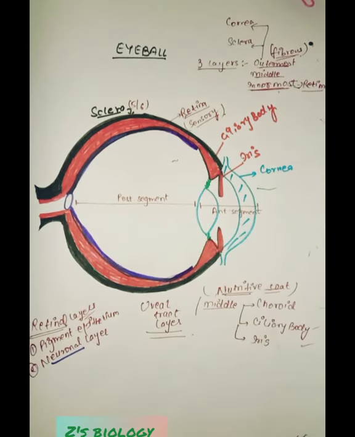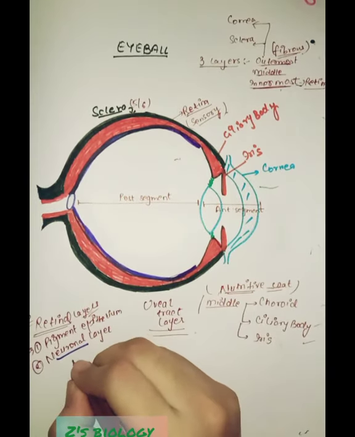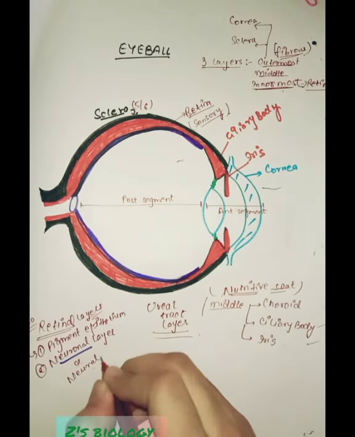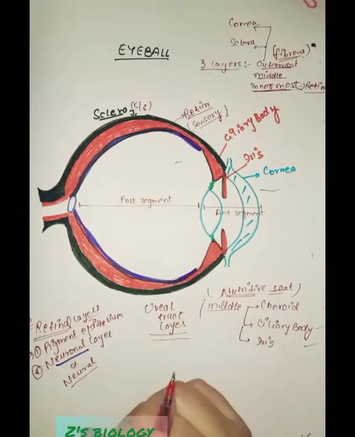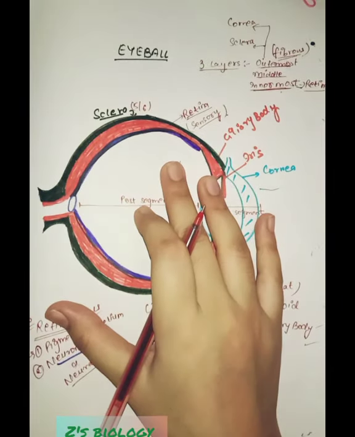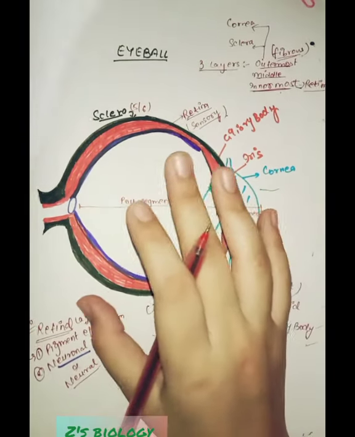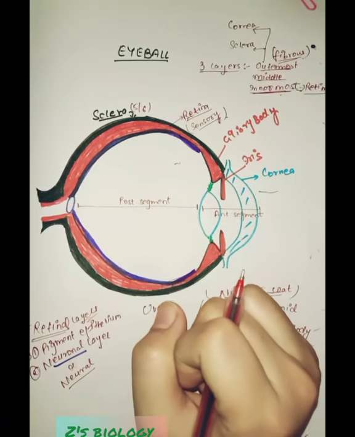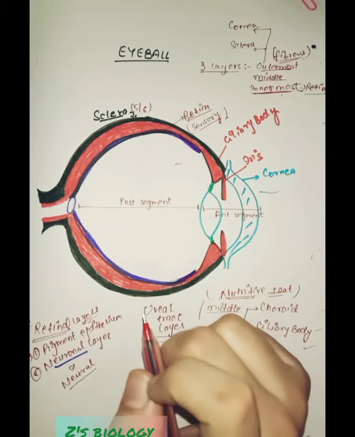Okay, we are complete. We can say neural layer. It is actually the same as the neural layer of the retina. So apart from the layers of the retina, there are a few more important structures in the eyeball. Let's continue with them.